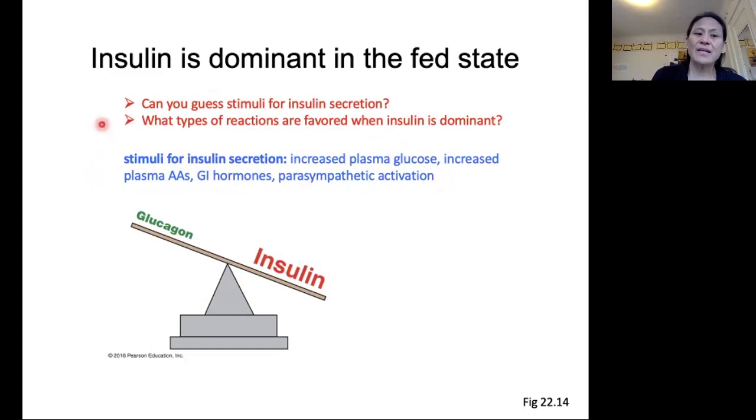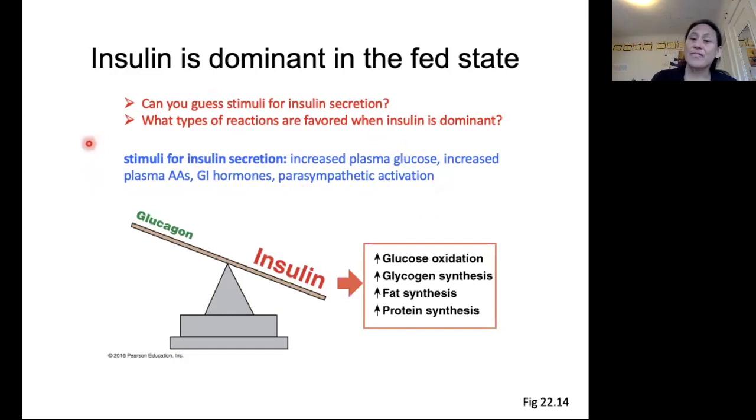Okay. And then second question, what kinds of reactions are we going to favor? We are going to favor anabolic reactions, right? Our body has just been inundated with a variety of nutrients. We are going to want to use those nutrients right away for energy or for building things. We are going to want to store some of those nutrients away. So we are going to favor glucose oxidation, which is basically ATP synthesis, glycogen synthesis, fat synthesis, protein synthesis.